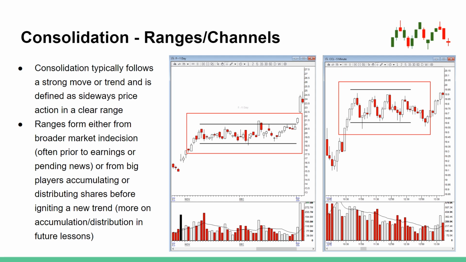Or it could be because a large player is either accumulating or distributing shares before igniting a new trend, either in the continuing direction or a reversal. I'm going to talk a lot more about accumulation and distribution in future lessons and how you tell what's going on inside this range. But for now, just keep in mind that it could be any of those three things: indecision, accumulation, or distribution, and it'll typically follow a trend, or it will be right before a reversal in trend.